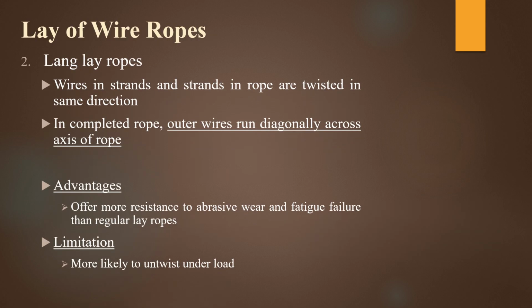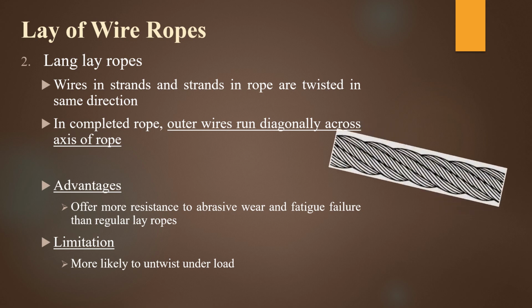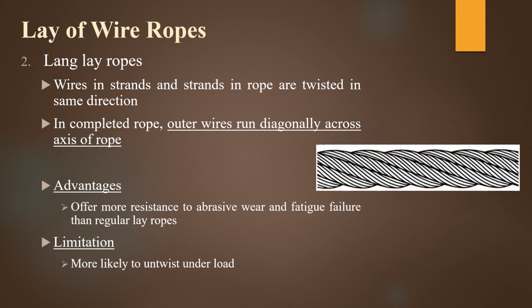Second type, that is lang lay rope, as shown in figures. Wires in a strand and strands in a rope are twisted in the same direction. In completed rope, outer wires run diagonally across axis of a rope. It can be seen in picture. Advantages of lang lay ropes: it offers more resistance to abrasive wear and fatigue failure than regular lay ropes. Limitation: they are more likely to untwist under load.